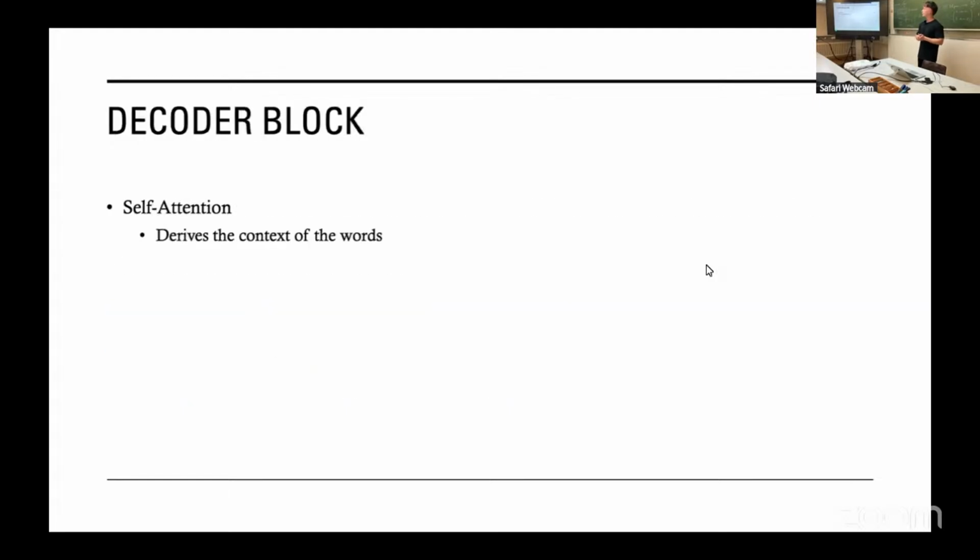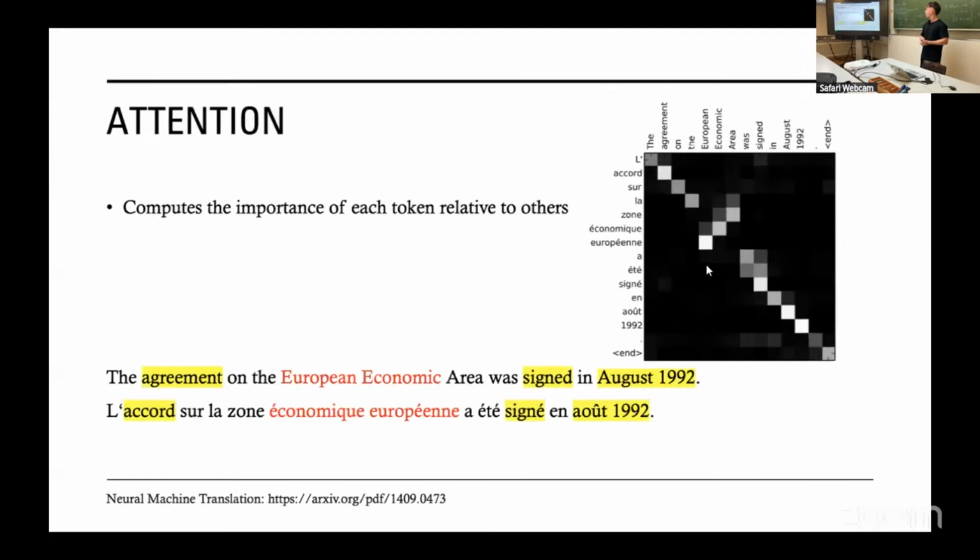Then to the heart of the transformer, the decoder block, where the first part is the self-attention. The attention layer is also a main idea of the transformer, where we compute the importance of the tokens relative to each other in a sentence. For example, we can have a look at this sentence. In this image, the brighter the word is, the more important it is. For example, Riemann is white, signed is white, August 1992.